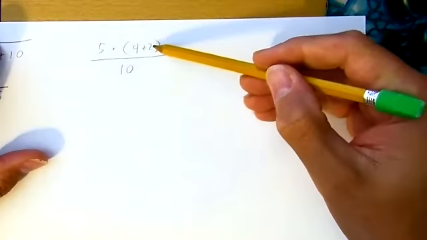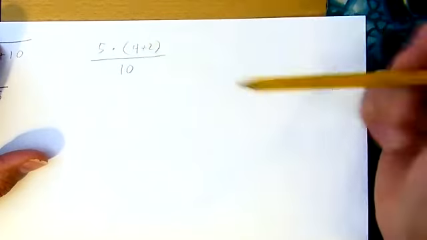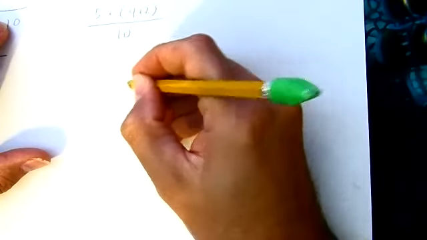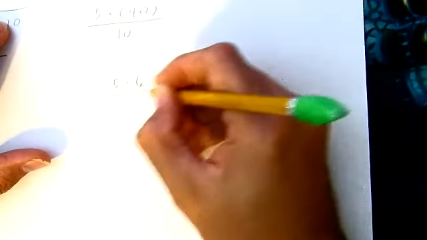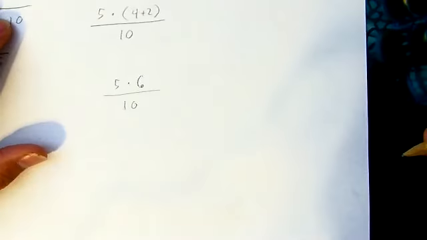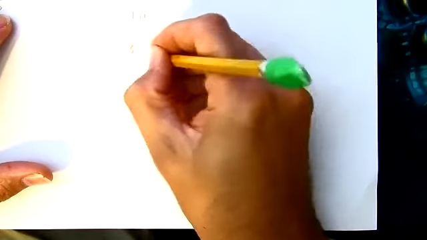So you follow PEMDAS on the top. So you'd add your 4 and your 2 first, and you could drop your parentheses. Then you would do your 5 times your 6 next. And then the last thing you would do is divide your 30 by your 10. That's it, you're done.